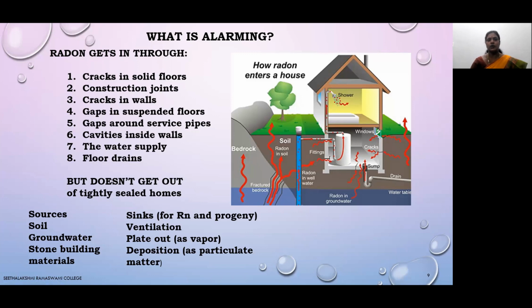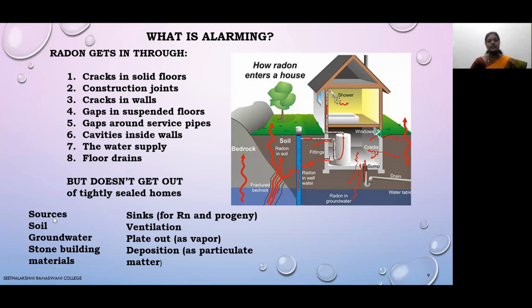Radon gas enters the home through the slab, basement, or crawl space. Pressure differences within the home, that is, from warm air rising and other natural effects, draw radon into living spaces from the soil. Furnace and air conditioning systems can distribute the air throughout the entire house. Radon gets in through cracks in solid floors, construction joints, cracks in walls, gaps in suspended floors, gaps around service pipes, cavities inside walls, water supply, floor drains, but doesn't get out of tightly sealed homes. I repeat, it doesn't get out of tightly sealed homes.